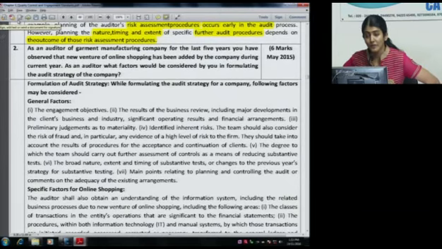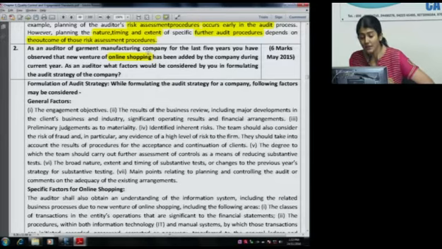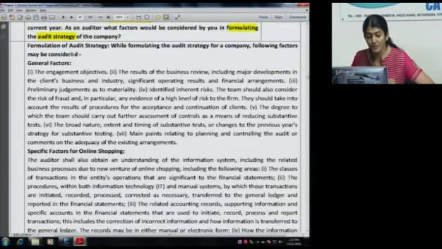As an auditor of a garment manufacturing company for the last 5 years, you've observed that a new venture of online shopping has been added by the company during the current year. As an auditor, what factors should be considered in formulating the audit strategy of the company? So now, formulation of audit strategy: general factors and specific factors for online shopping.